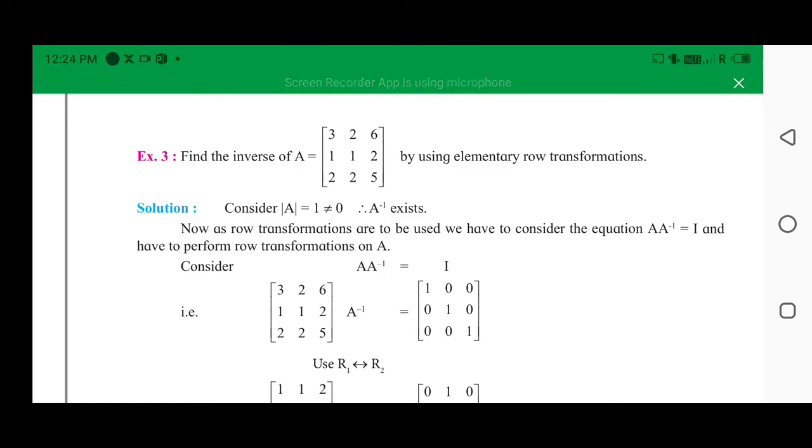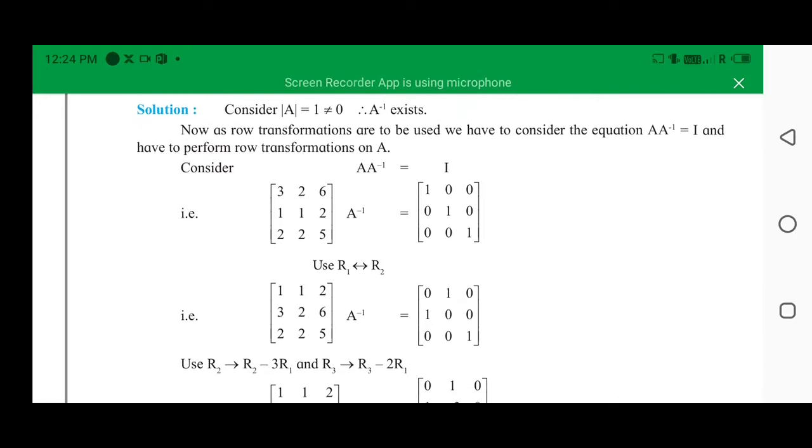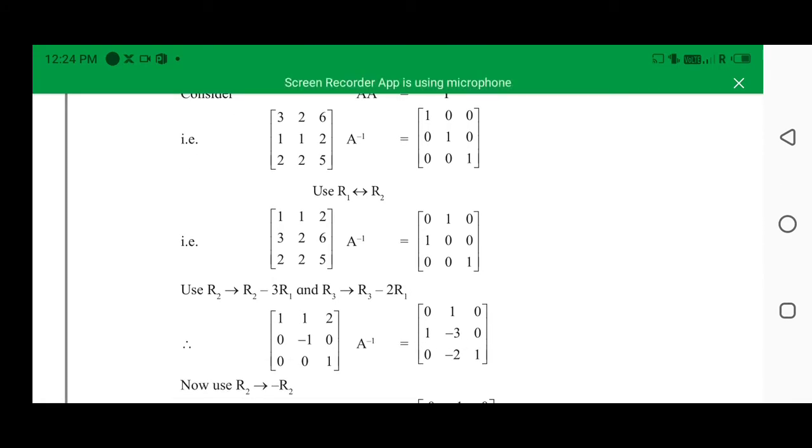Now we can apply the row transformation here, that is, consider A into A inverse is equal to I. So in the first position, the first row we need 1, so we'll interchange the rows R1 and R2. The two-sided arrow will represent interchanging the entire rows. So we'll interchange R1 with R2 in both the matrices, the left hand side matrix and the right hand side matrix.